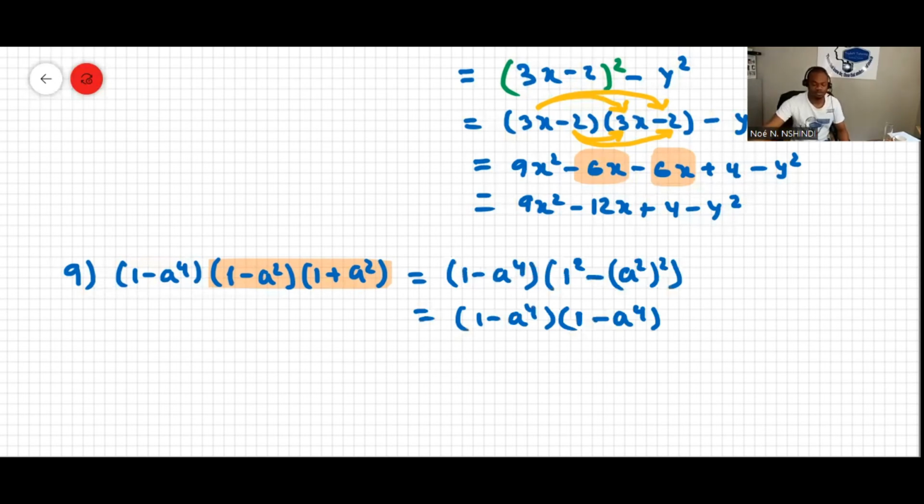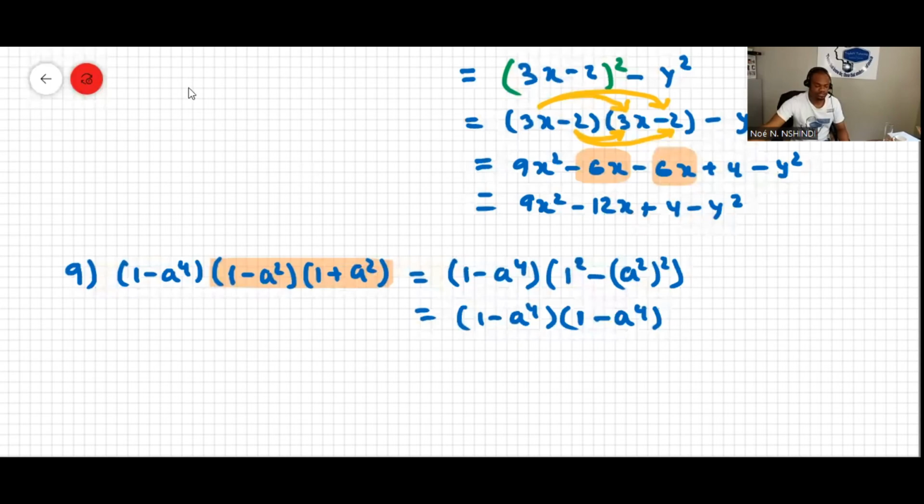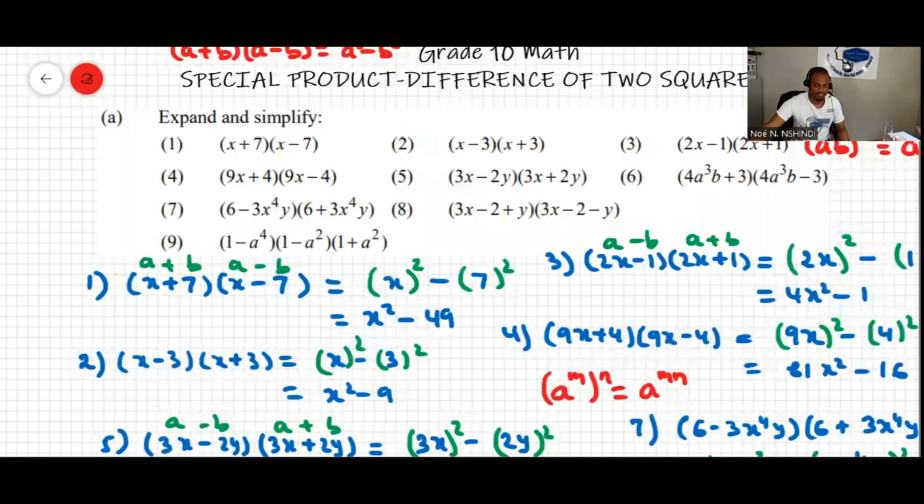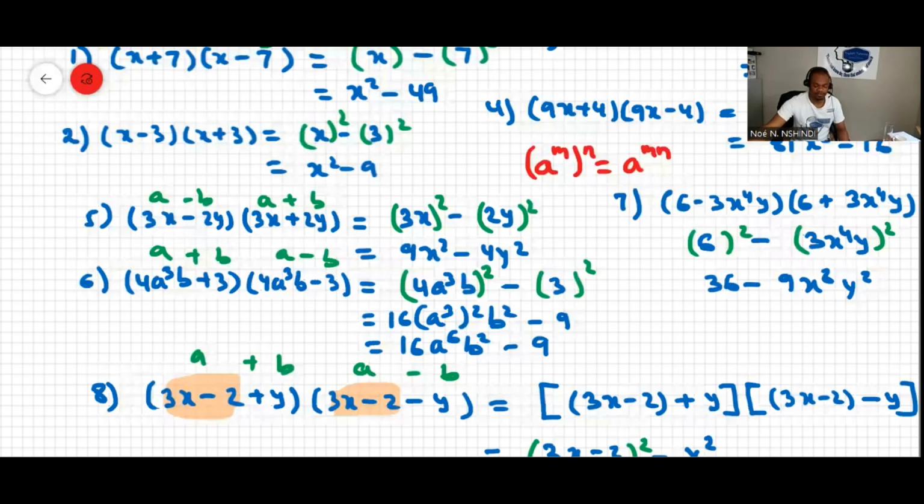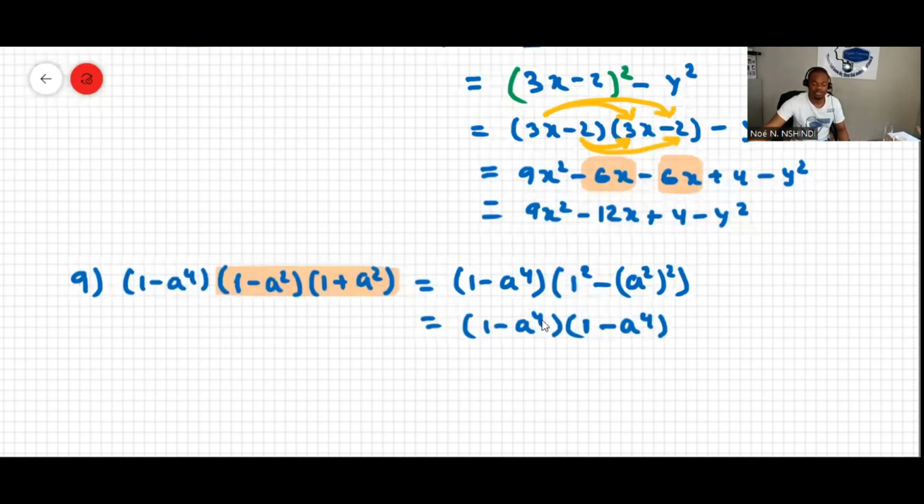There. Now, over here, note that this product will not lead to a difference of two squares, because it could have led to the difference of two squares if one of the signs alternates, okay, but the signs do not alternate. This is negative, that's also negative. If it was positive here or positive there, then we could apply again the difference of two squares formula. So in this case, we just do 1 times 1, and then 1 times negative a squared, and then negative a squared times 1, and then negative a squared times negative a squared.